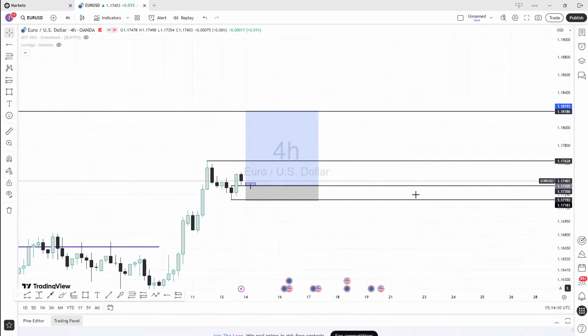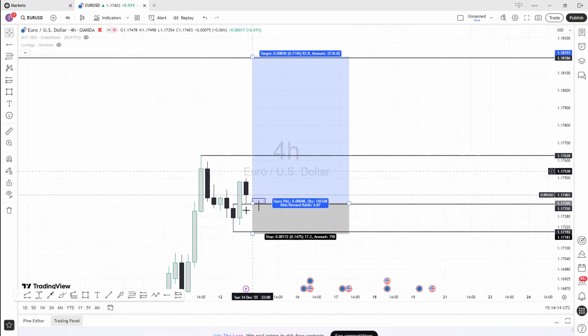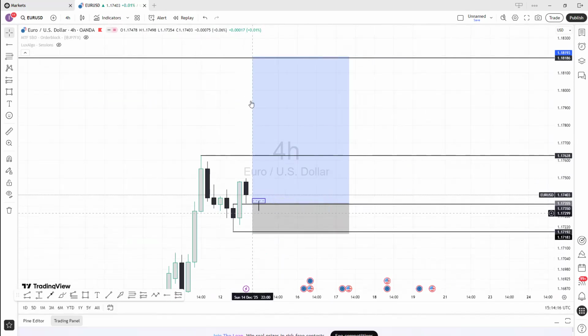If it declines, you can find a short position, but it has a high probability of taking a buy on Monday. Okay, that is Euro. You can see another pair.